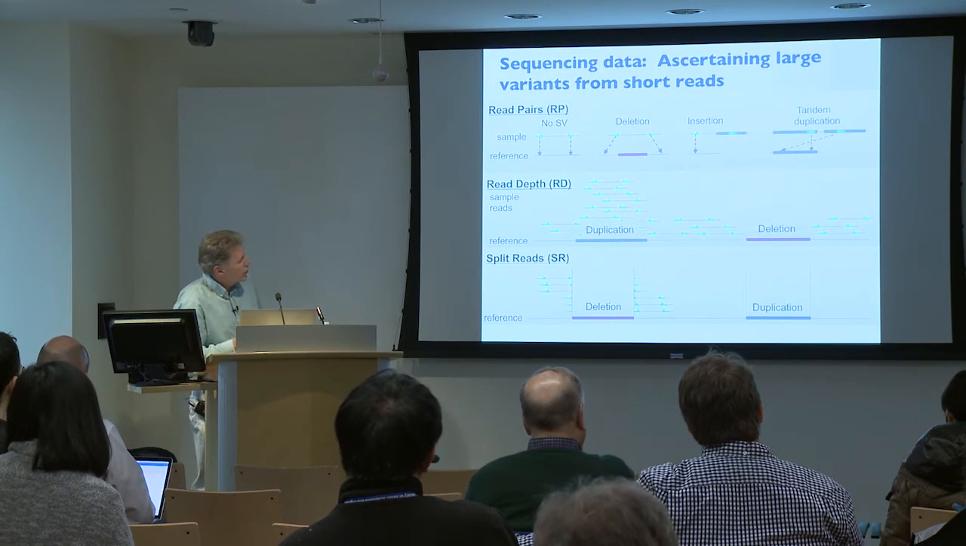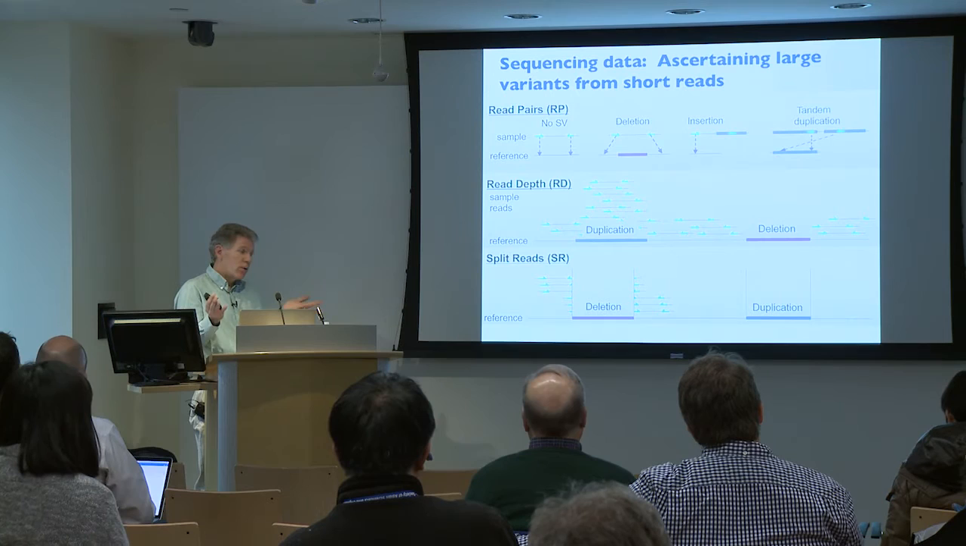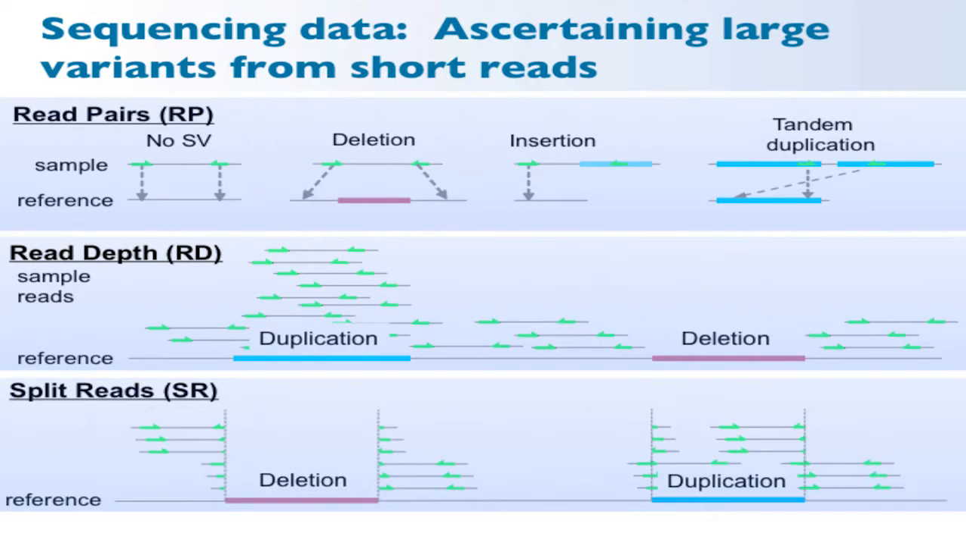And the last signal people look at is split reads. Especially if you have longer reads, you might get very lucky, and the read might actually span a deletion or a duplication. So if it spans a deletion, for example, you'll see two ends of the same read that are aligning far apart on the genome. And for duplications, you might see where they kind of wrap around.